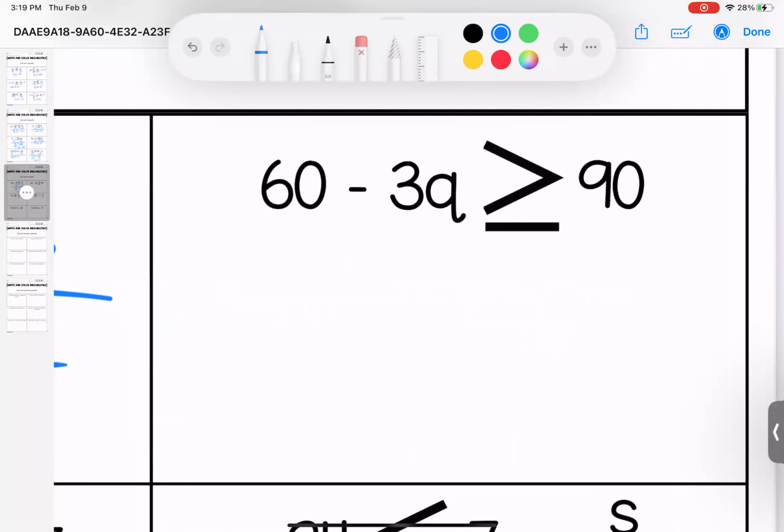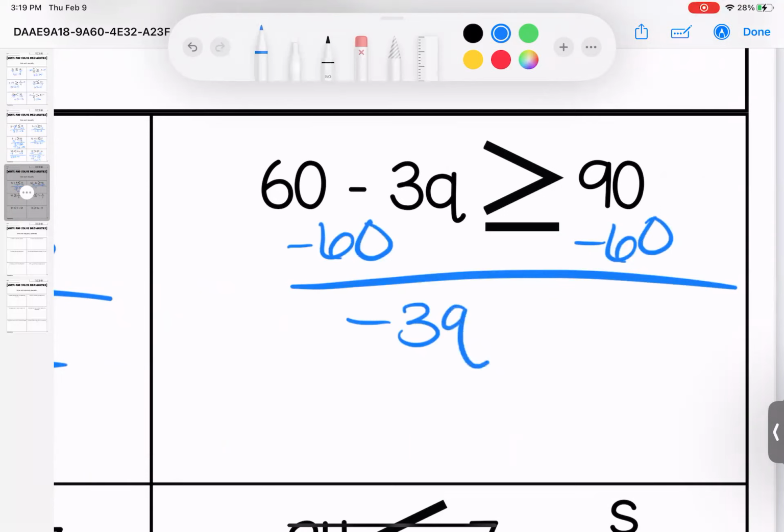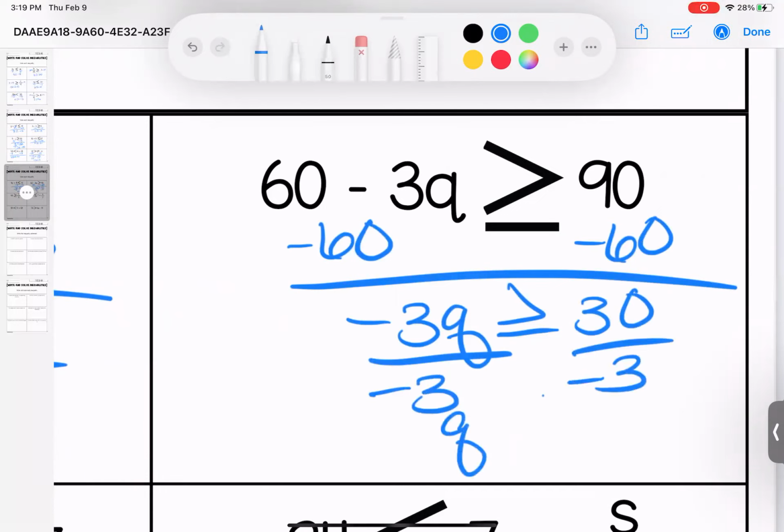Coming over here, I'm going to start with subtracting 60 from both sides. That leaves me with -3q is greater than or less than 30. Divide both sides by -3. Negative means we flip.